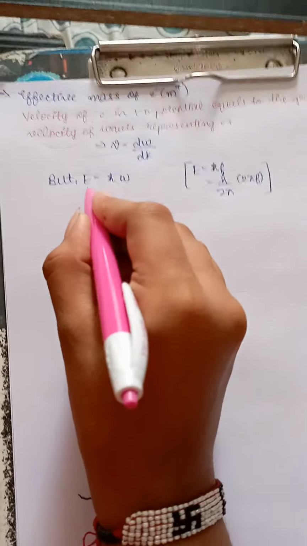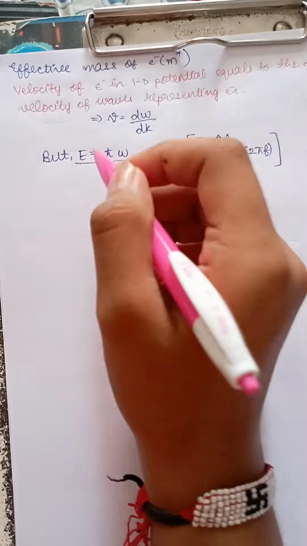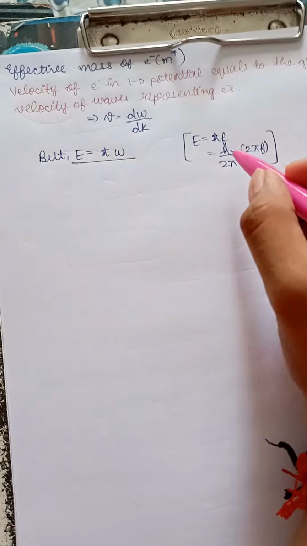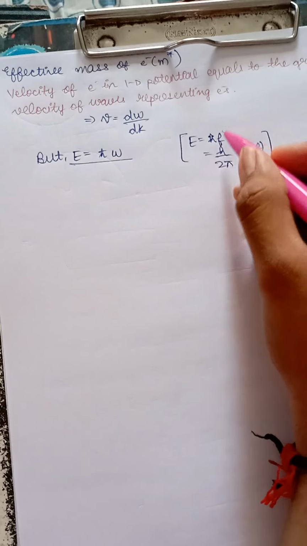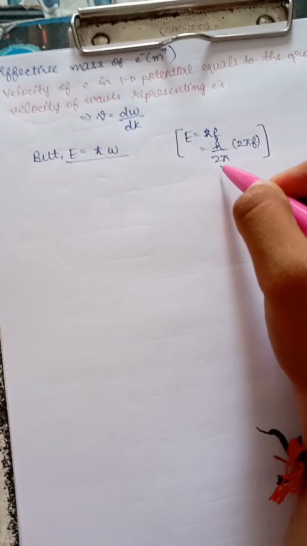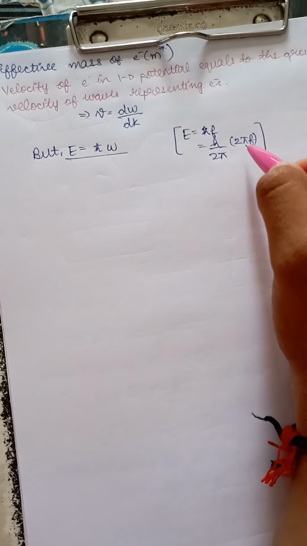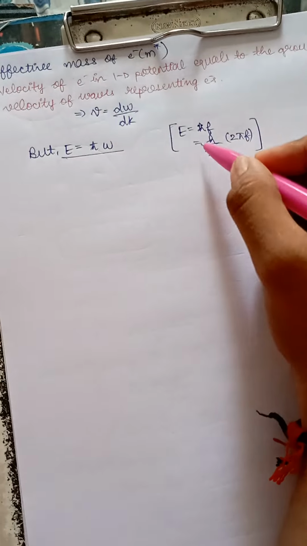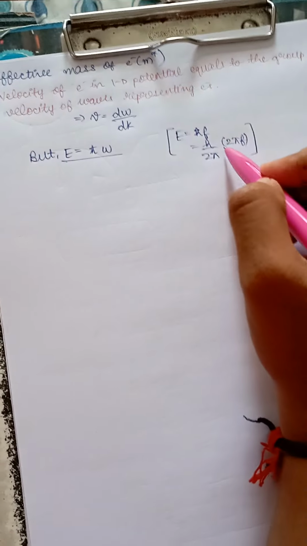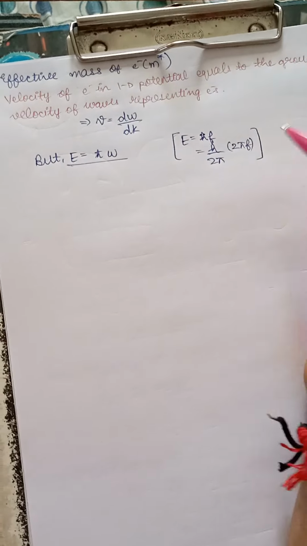Now we know that E is equal to ħω. How are we coming to this? We know E is equal to hν, where ν is the frequency. Now what I'm doing is dividing by 2π and multiplying by 2π. That is how we are getting this. h by 2π is nothing but ħ, and ω is equal to 2πf.